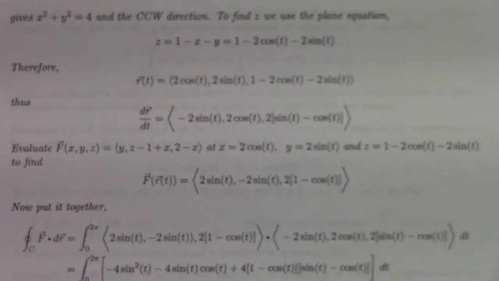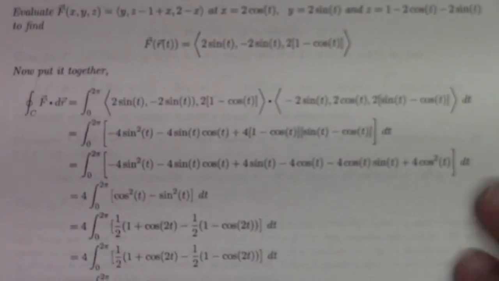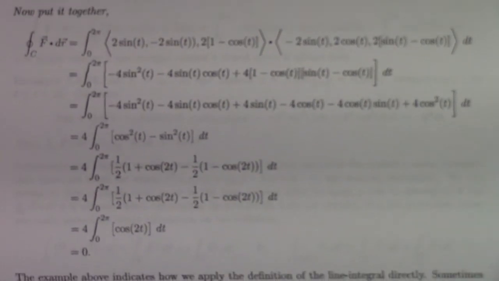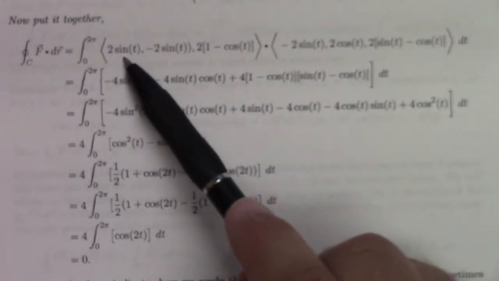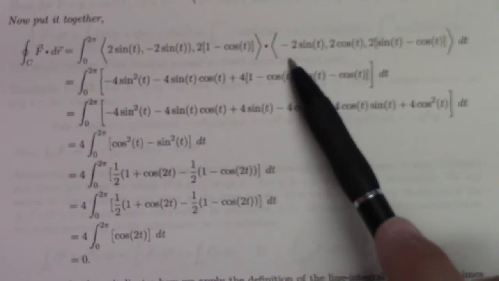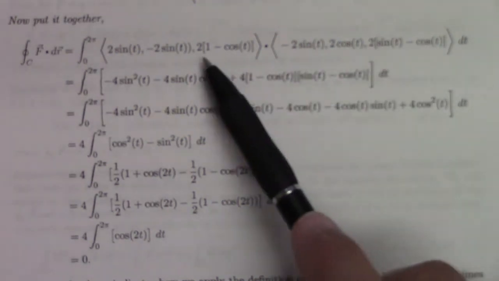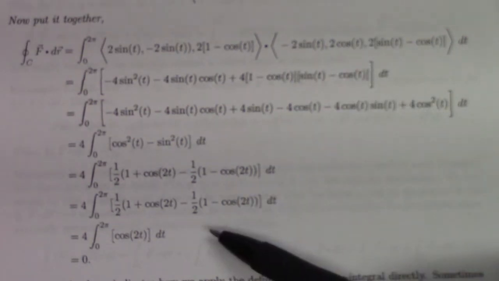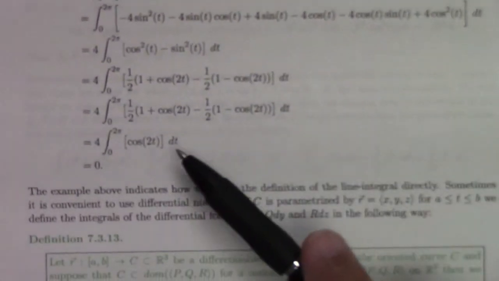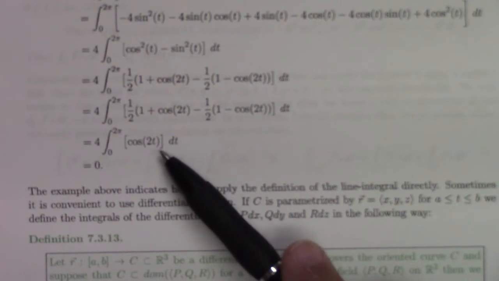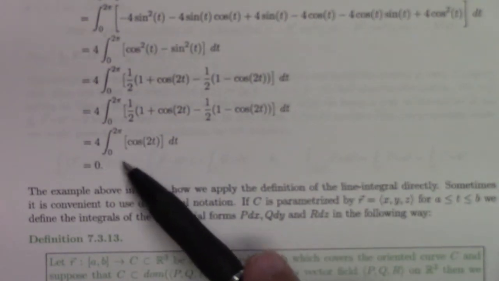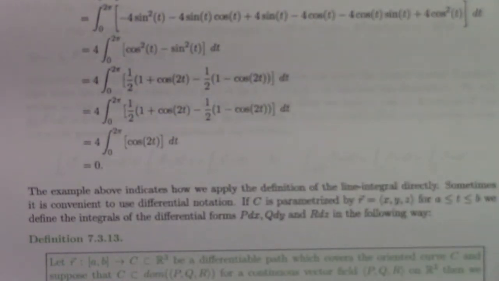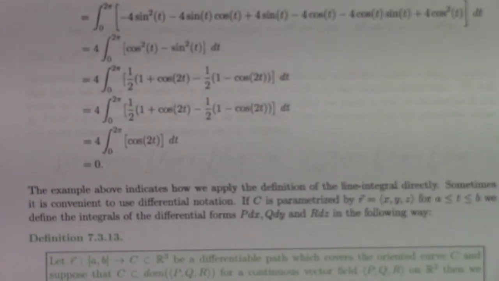Okay, so, sorry, this is the force evaluated at the parameterization, this is the velocity. So force dot velocity, and you do some algebra, and it works out to cosine 2t actually, and when you integrate from 0 to 2 pi, you just get 0. So it's not an especially exciting example, it works out to 0, but that happens sometimes.